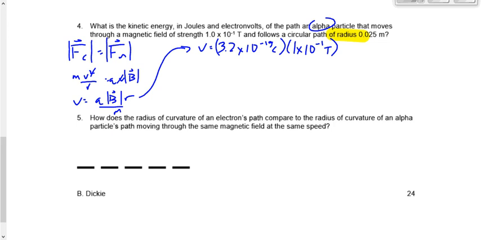Is that a weak or a strong field? That's pretty strong, actually. Magnets are about 10 to the minus 2, so that's about 10 times stronger than a bar magnet. Still not crazy strong, but R is 0.025 meters.